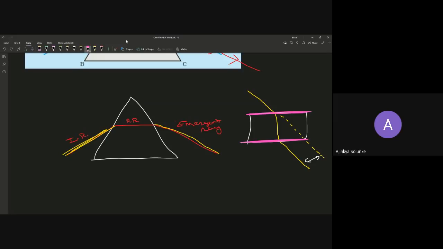Do you think they are parallel? The ones I have highlighted in pink, are they parallel surfaces, parallel to each other? Agreed? They are parallel to each other, and that might be the reason why we are getting lateral displacement. Are you understanding why in a glass slab we have lateral displacement? The reason is that both the surfaces are parallel to each other. AB and CD. AB is parallel to CD.